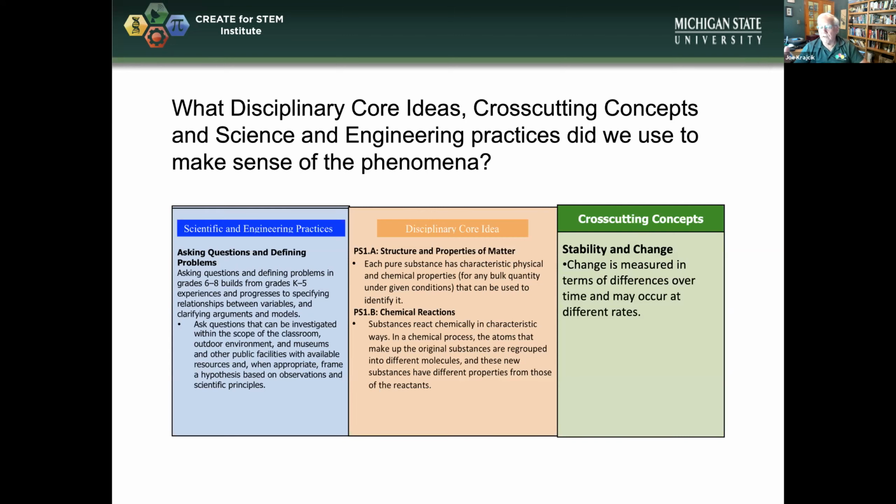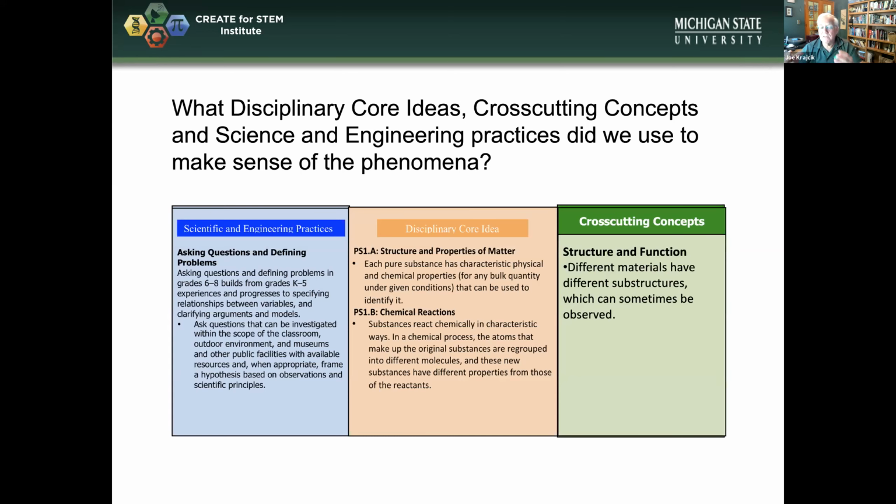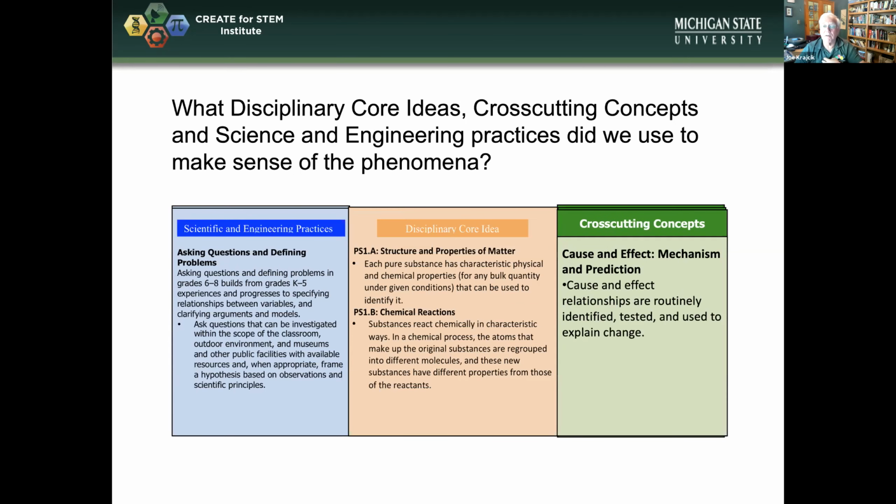But we can also think that we used the idea of stability and change, right? So in the beginning, before I put the water in, the materials were very stable. Nothing happened to those substances when I mixed them together. When I put the water in, we see some change occurring over time. We could also say that this had something to do with structure and function. What did the different structures of the materials have to do with causing some of the observations that we saw? Cause and effect. What caused this stuff to happen, right? What was going on there?